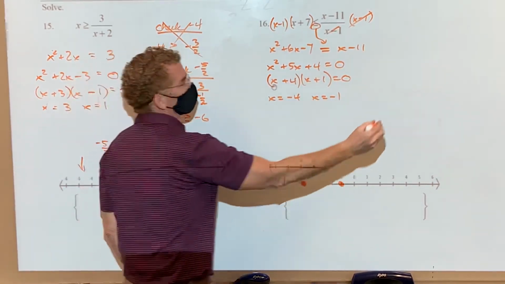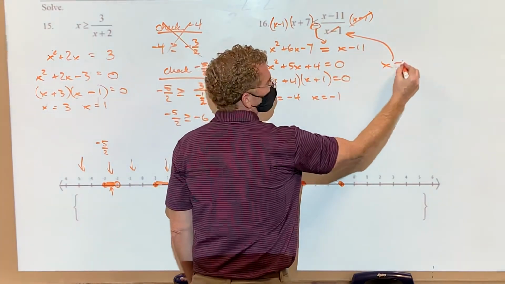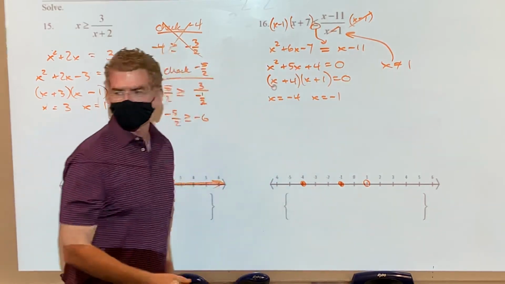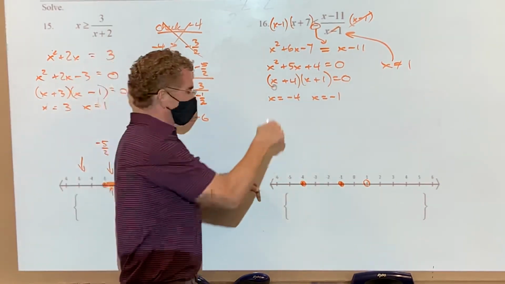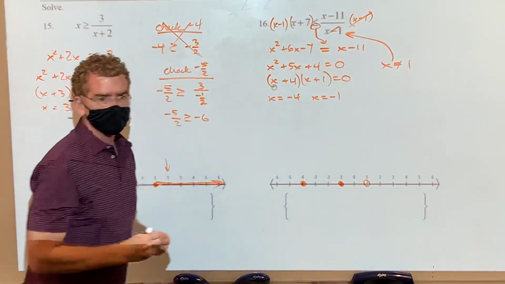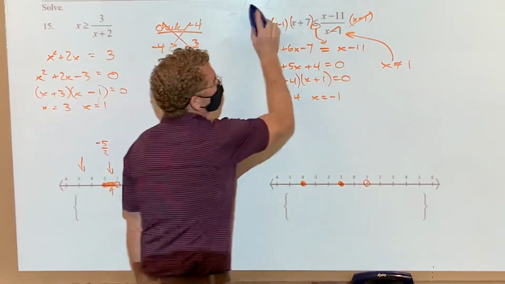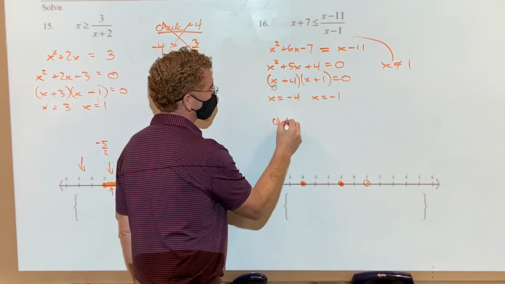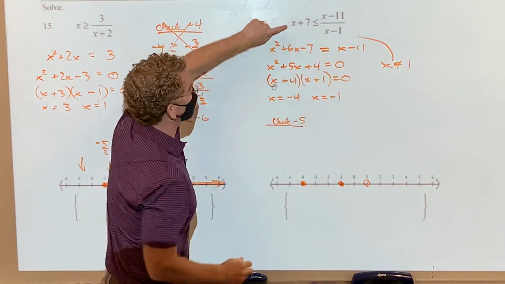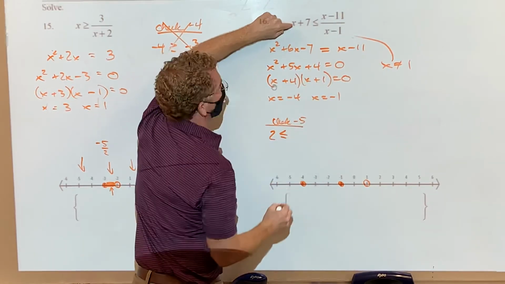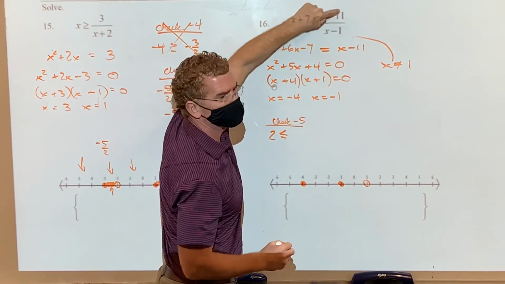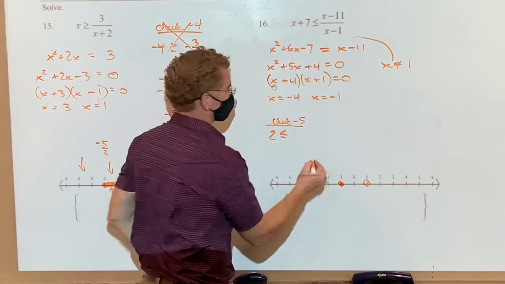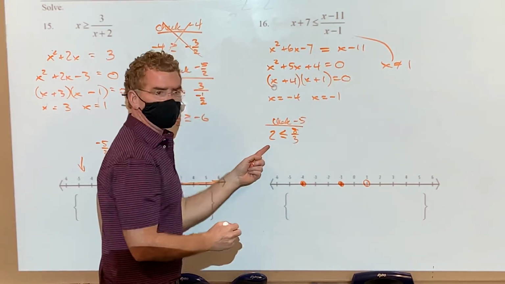But what else do I know? X cannot equal positive 1. Open circle there. This is more like what I'd probably give you on a test, where you get nice, neat whole numbers that you can check. So the check's going to be a tiny bit worse than before. If I check something like negative 5, I get negative 5 plus 7 is 2. Negative 5 minus 11 is negative 16 over a negative 6, which is 16 over 6, which is 8 over 3, and that is a little bit bigger than 2.